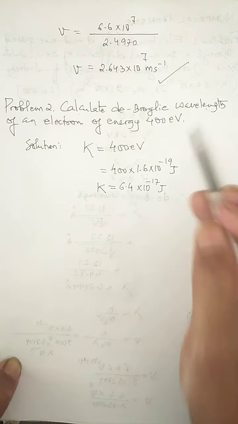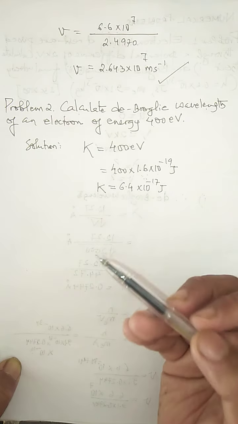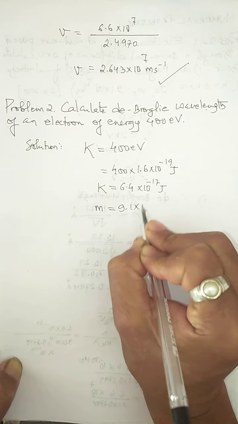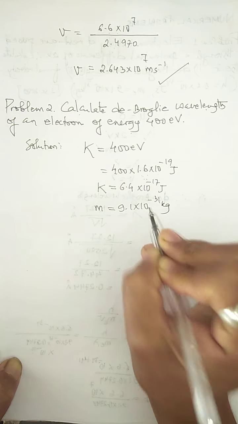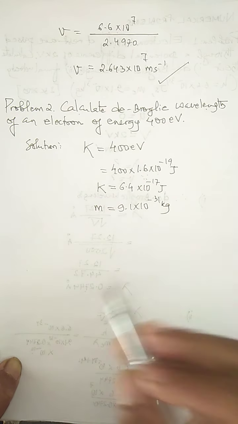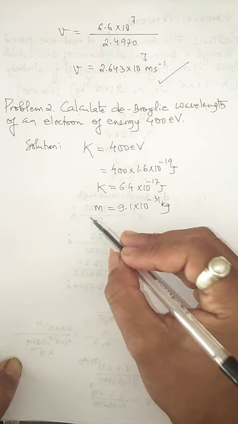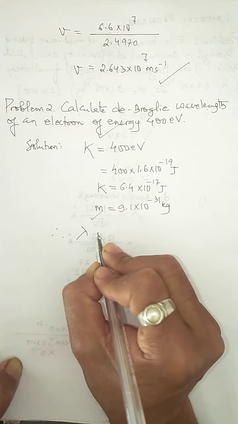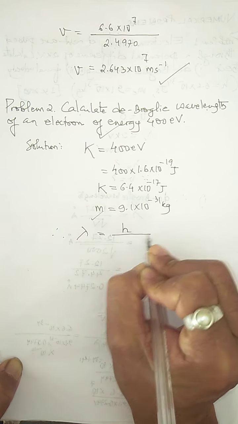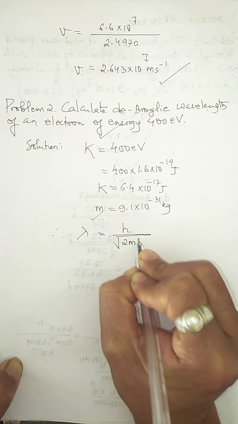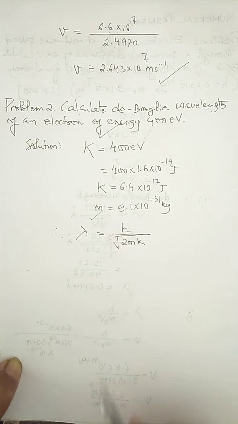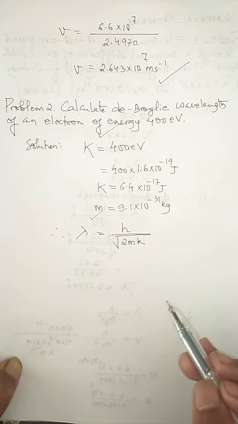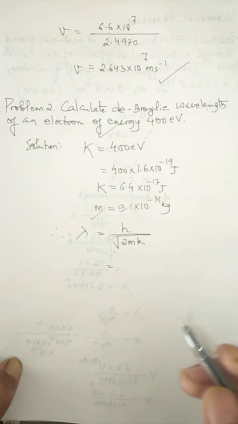Next, in this question, the electron is mentioned, but the electron mass is not given. But children, you know the mass of the electron is always 9.1 into 10 to the power minus 31 kg. So the electron mass we always take as 9.1 into 10 to the power minus 31 kg. Now from this mass and this kinetic energy, we can calculate the de Broglie wavelength, and there is a formula: de Broglie wavelength lambda equals h by square root of 2mK. So in terms of kinetic energy, we can use this formula, where m is the mass of the electron. Okay, so let's substitute the values.